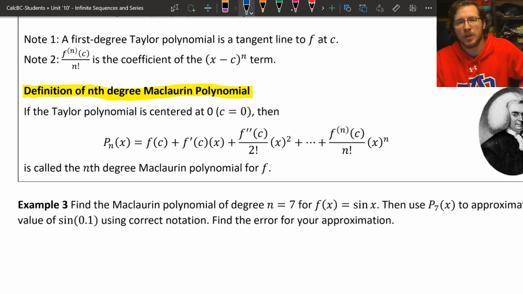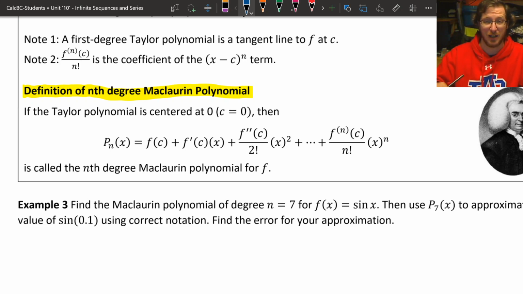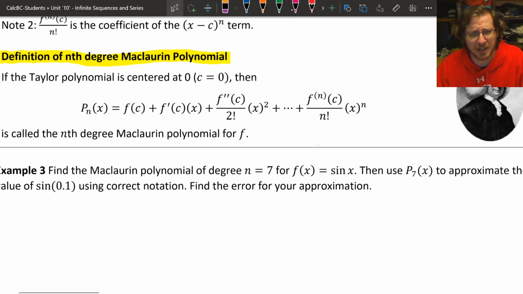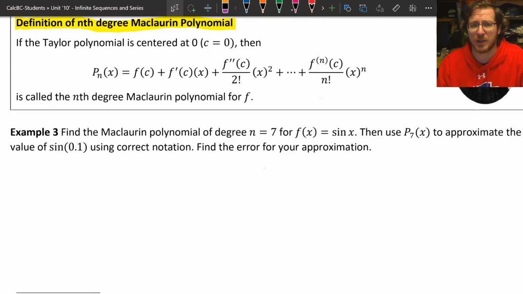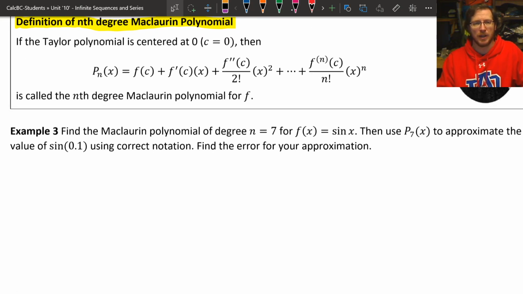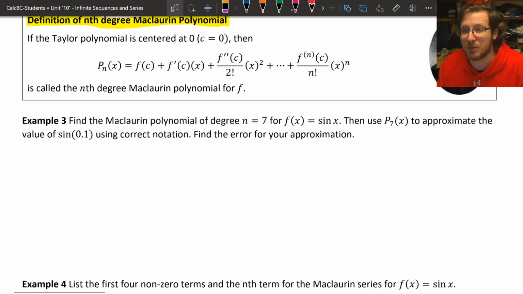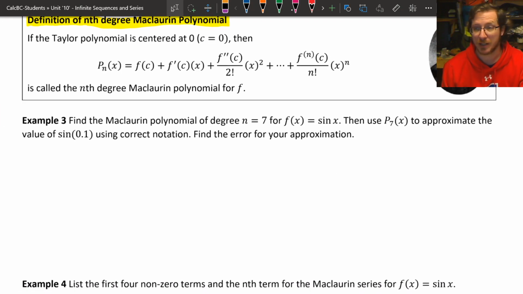Okay, and that's what we got here. So the only difference is instead of x minus c, it's just x minus 0 or just x. And so those parentheses have just been cleaned up a bit. So let's look at using a Maclaurin polynomial. All right, example 3 says, I don't know where example 2 is. It says find the Maclaurin polynomial of degree n equals 7 for f of x equals sine of x. Then use p sub 7 of x to approximate the value of sine of 0.1 using the correct notation. Find the error for your approximation.